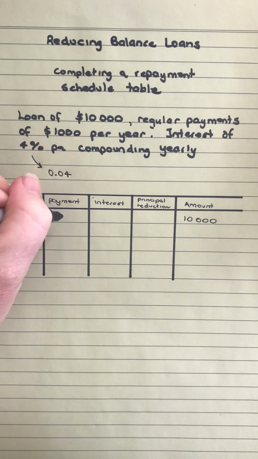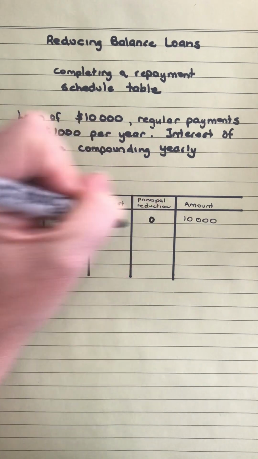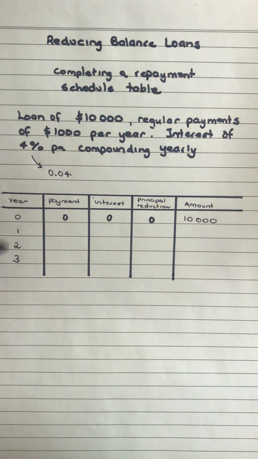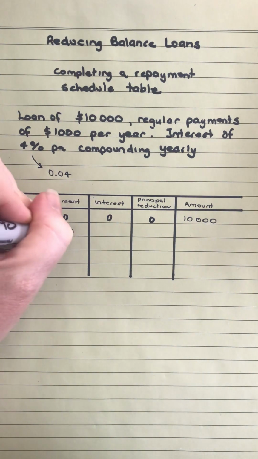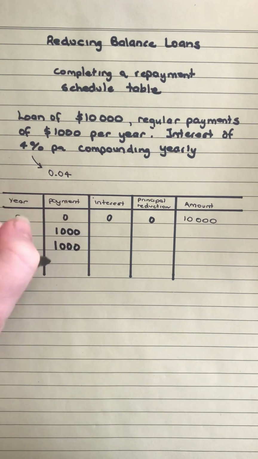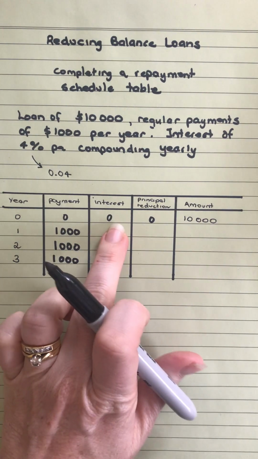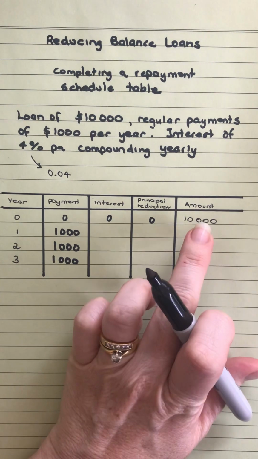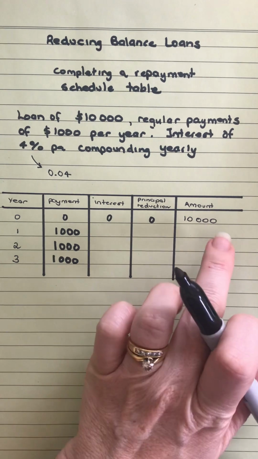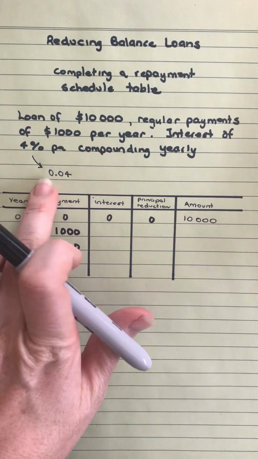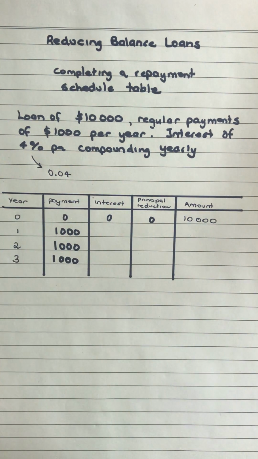So at the start, we haven't made any payments. Then when we get to year 1, we've made a payment of $1,000, $1,000, $1,000. Our interest, however, is going to change depending on what our amount is. So in the first year, we've got 10,000. We're going to times it by 0.04, and we're going to get $400.